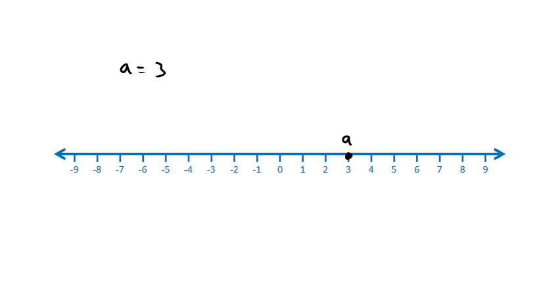And we can do that with all kinds of numbers. We could say B equals -4, and at -4, we write the letter B. We could look at C equals 0, and so here's 0 on the number line, and we call that C. And let's just do one more. Let's do D equals 8. So we put a dot at 8, and we call that D.